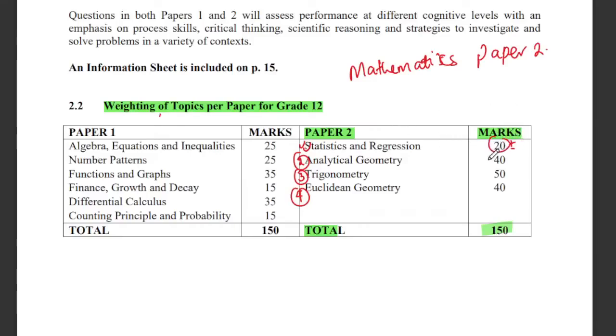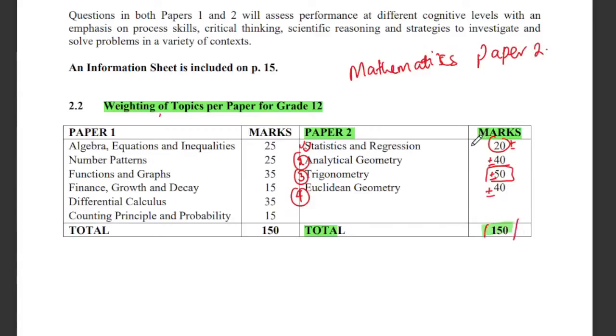marks. Then analytical geometry, quite a lot of marks, plus minus 40. Then trigonometry will carry the most, which is a plus minus 50. And then lastly, the Euclidean will take on the 40 marks that will be remaining. So the total will be 115.